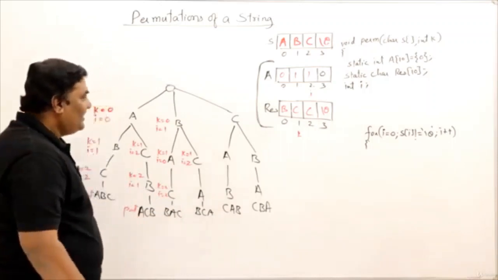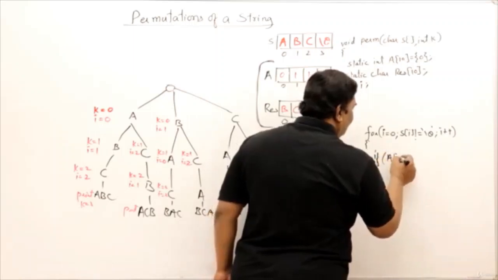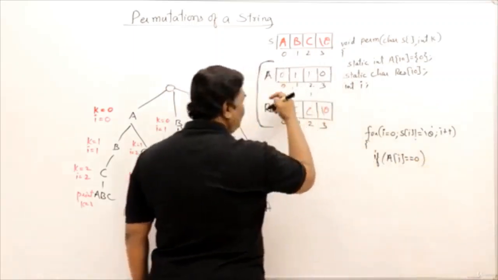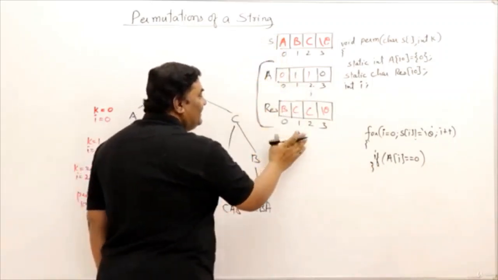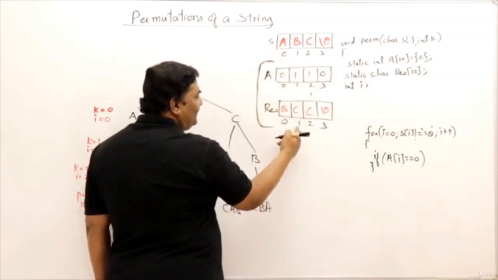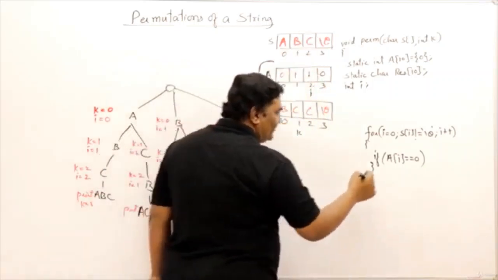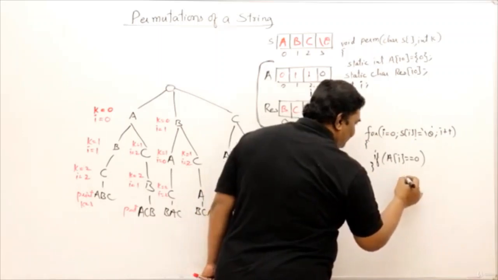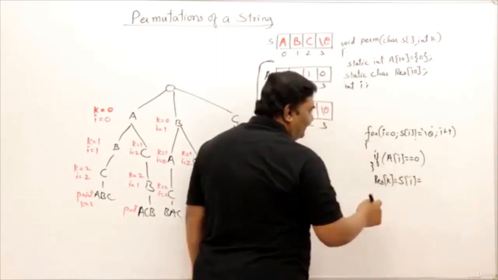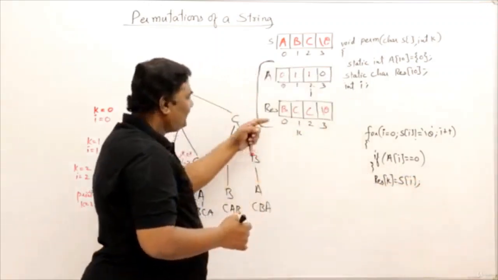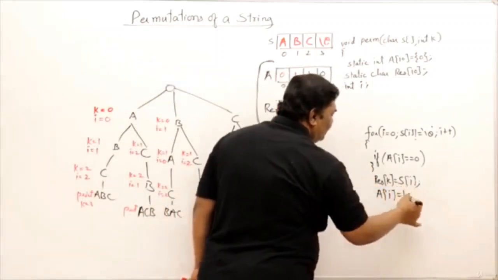Then while scanning, what we have to do? Every time check whether this alphabet is available or not. So where I have to check? If A of I is 0, it means the alphabet is available. If it is available, then I have to copy an alphabet from S to result, wherever K is pointing. Suppose I am copying this alphabet C, I have to copy it here. So from S of I, copy into result of K. After copying that alphabet, inside A of I, mark it as 1.